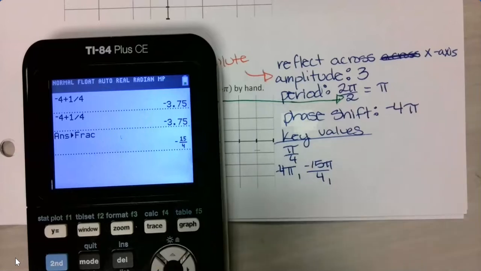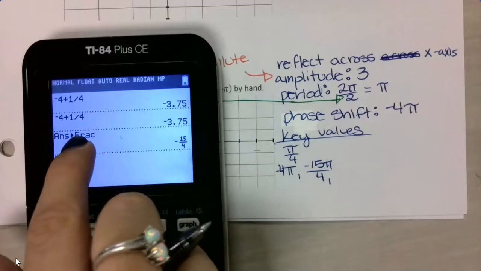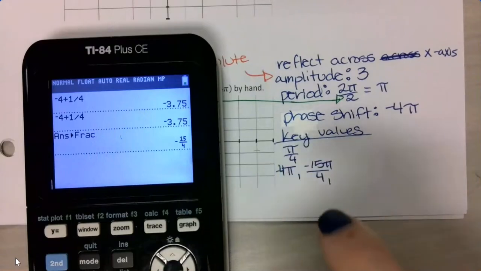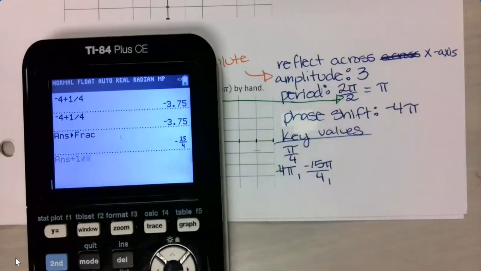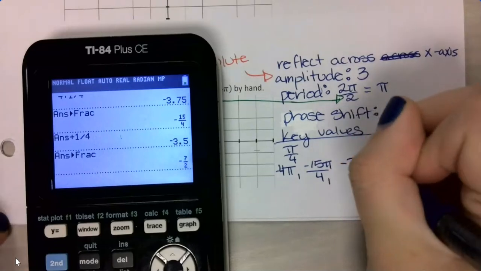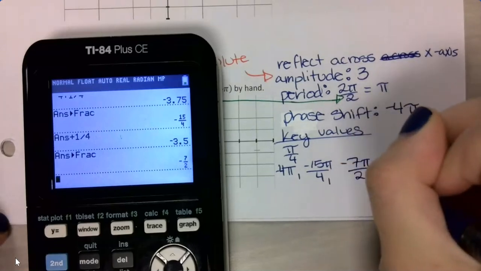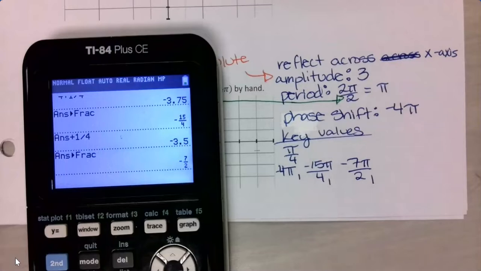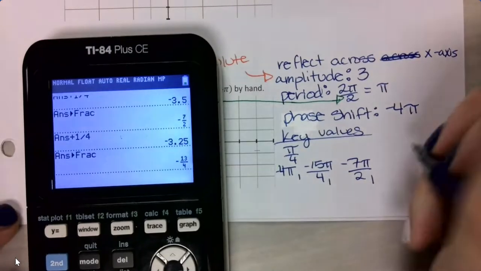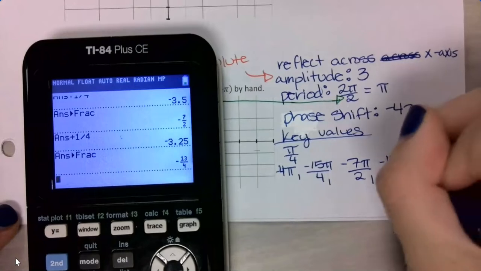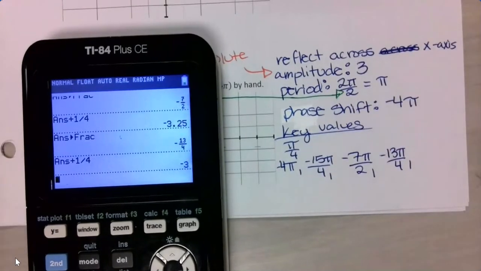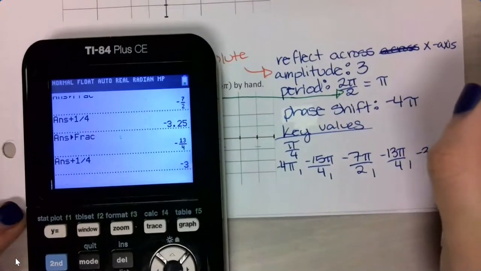I just did negative 4 plus 1/4, because I have to start at my phase shift, and then I add my key value, which is 1/4. So then I want to add 1/4 again, and then I turn it back into a fraction. This one gives me negative 7 pi halves. I add 1/4 again. This gives me negative 13 pi fourths. And then I add 1/4 one final time, and it gives me negative 3 pi.